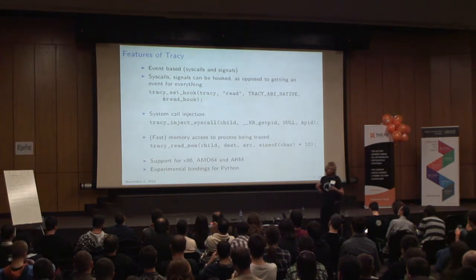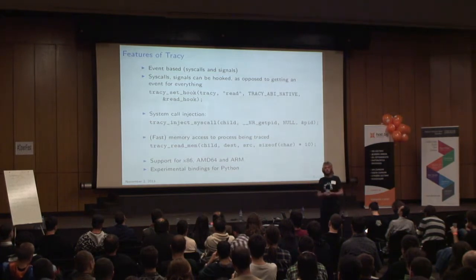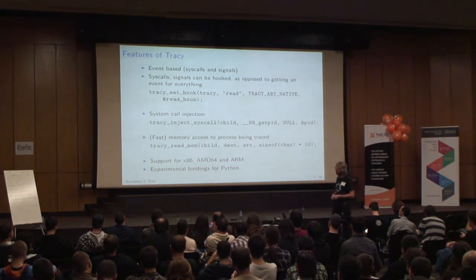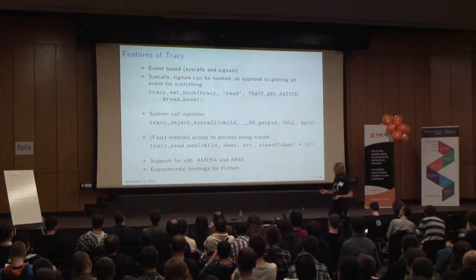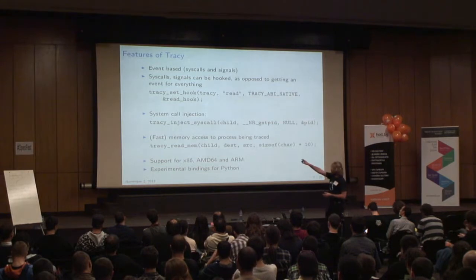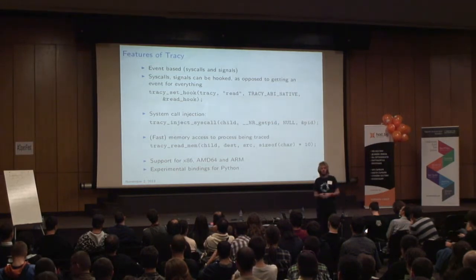Like I said, ptrace is event-based because you're waiting on a process to do something, for example, a system call, and then you can change the process. So Tracy is obviously also event-based. You can say, hey, I want to hook on a specific system call, in this case, a read. And then whenever the read system call is executed on a process, Tracy will invoke the function called readhook with the ID of the stopped process and some other information. You can just do whatever you want with the process.